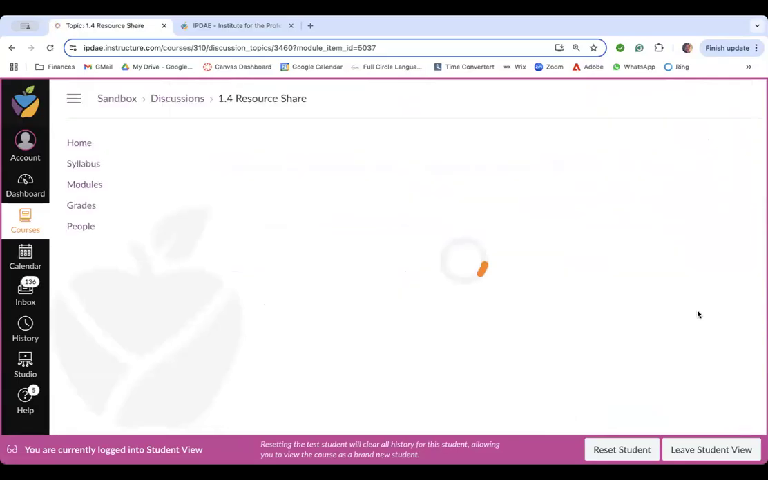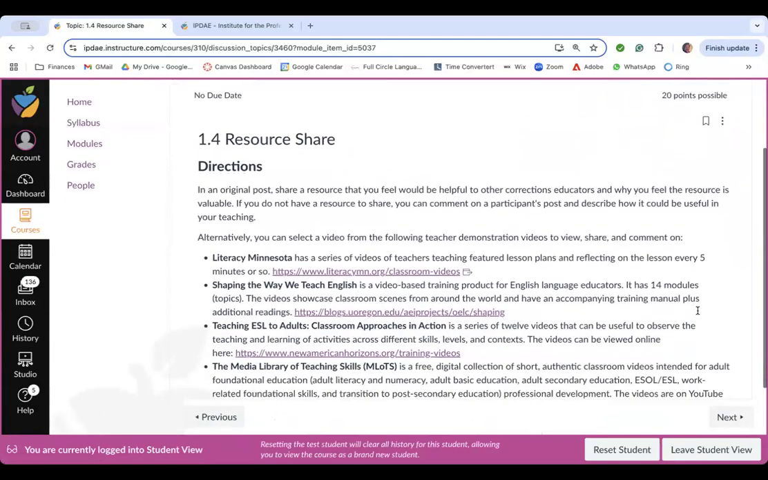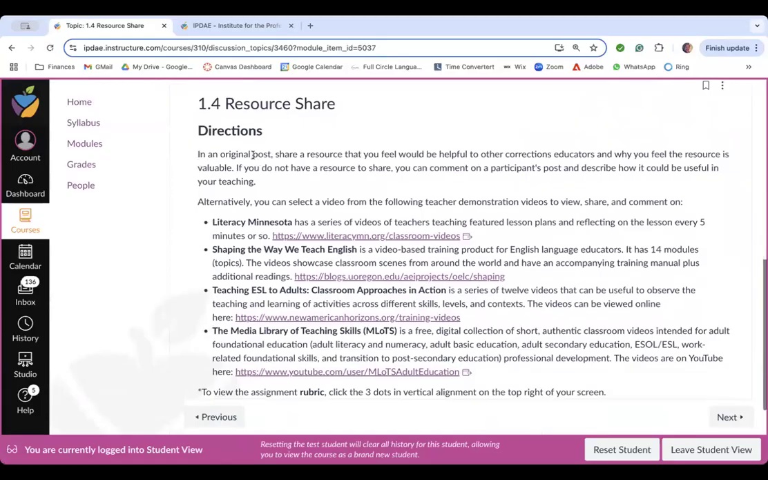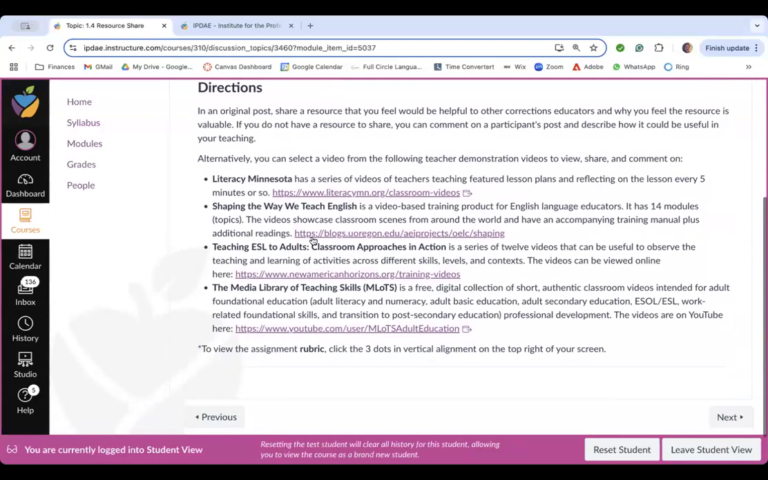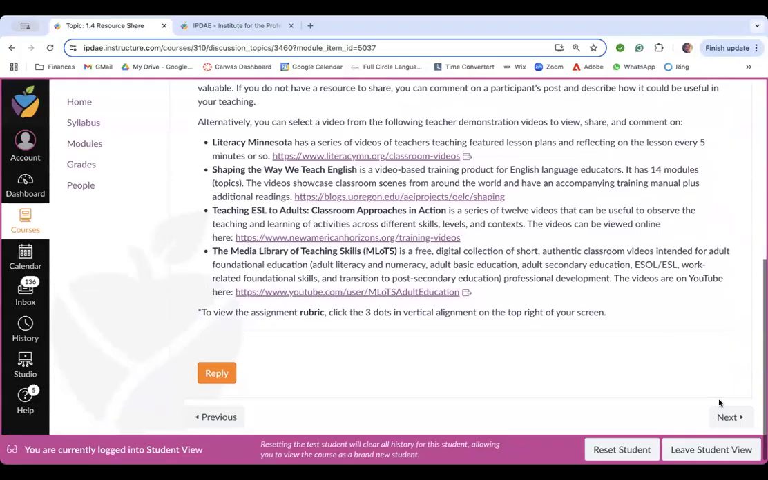Just clicking forward here, resource share. Okay, so you can see how it's asking here, in an original post, share a resource that you feel will be helpful to other corrections educators and why you feel the resource is valuable. If you do not have a resource to share, you can comment on our participants' post and describe how it could be useful in your teaching. Alternatively, you can select a video from the following teacher demonstration videos to view, share, and comment on. So this is a nice list here of excellent teacher demonstration videos across different teaching strategies that you can see in action, okay?